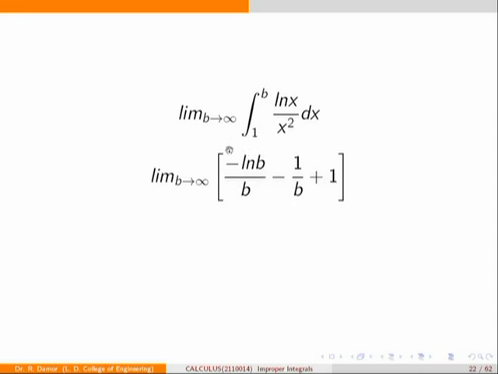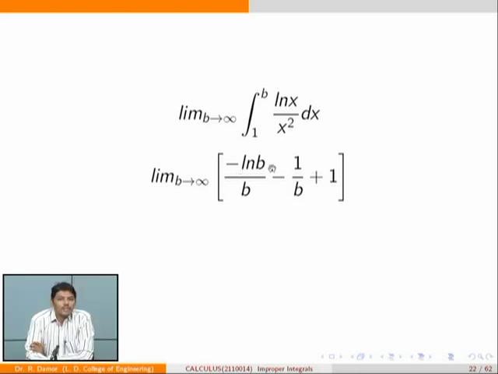Now what about the limit as b tends to infinity of ln b upon b? As b tends to infinity, ln b goes to infinity and b goes to infinity, so this is an infinity upon infinity term. Recall your previous chapter on indeterminate forms. This is the infinity upon infinity form, which is an indeterminate form, and for an indeterminate form we have to use the L'Hopital rule.